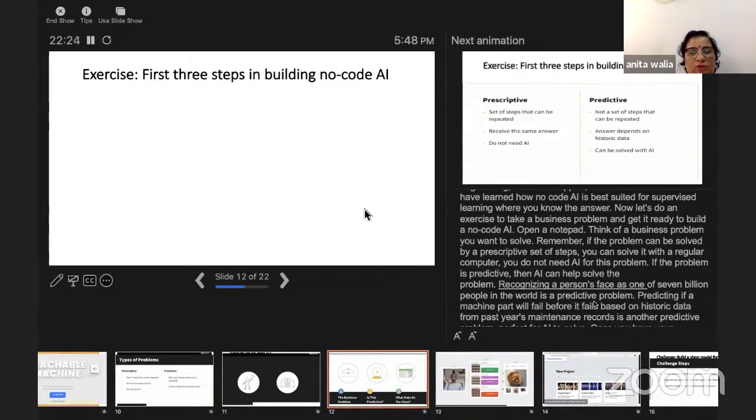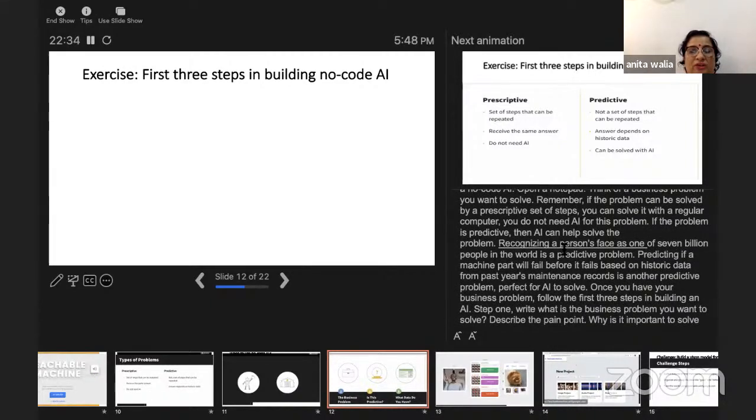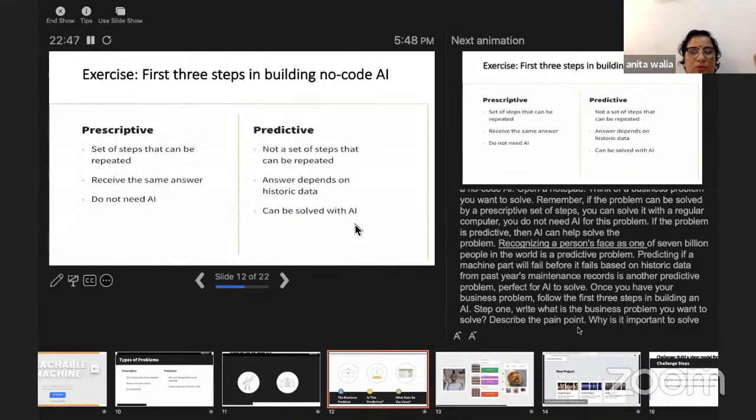If you want, students can open a notepad or a notebook, and you can think of a business problem which you can solve. You can also write the prescriptive set of steps to solve that kind of problem, and train your AI or do a supervised learning AI and solve that. So let us see this particular problem.